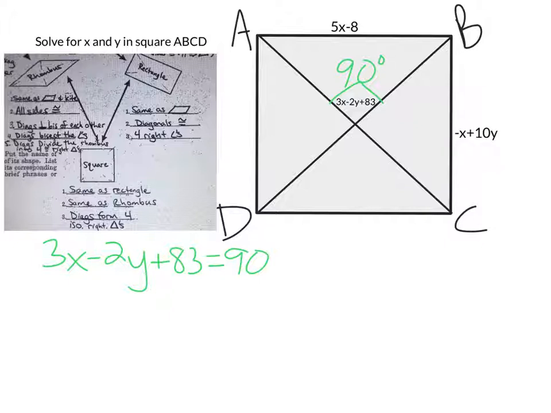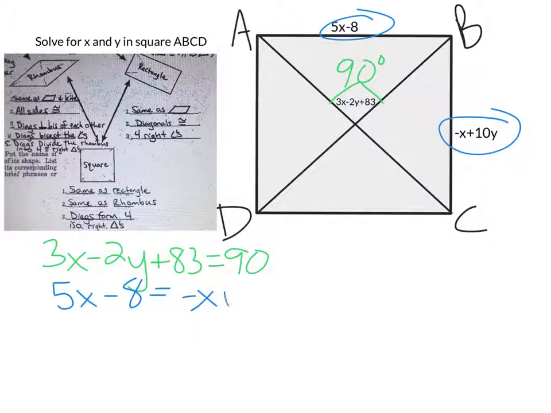All right, let's take a look at this 5x minus 8 and this negative x plus 10y. What do I know about those two? Well, those two are my side lengths, AB and BC. And what do I know about all my sides? All my sides are congruent to each other. They are equal in measure, so I can set them equal to each other. Negative x plus 10y.